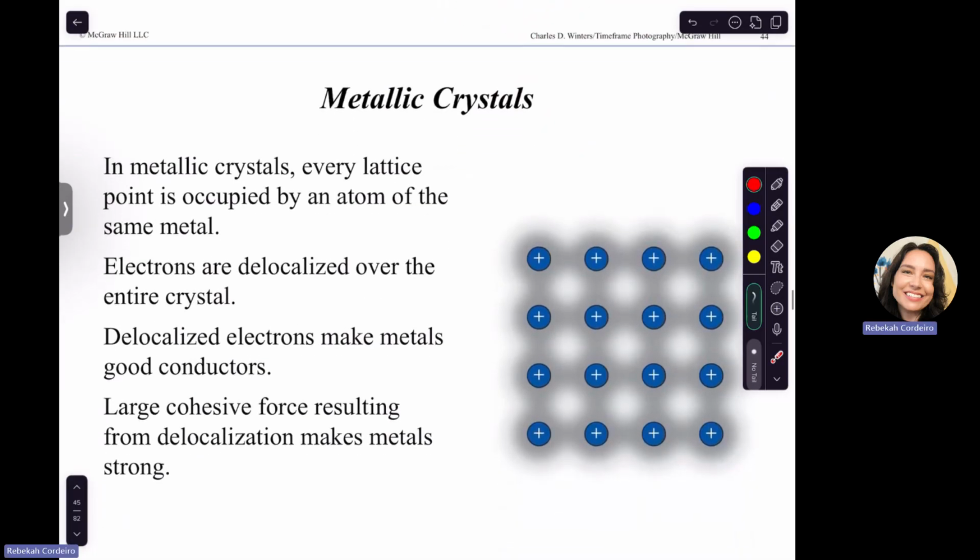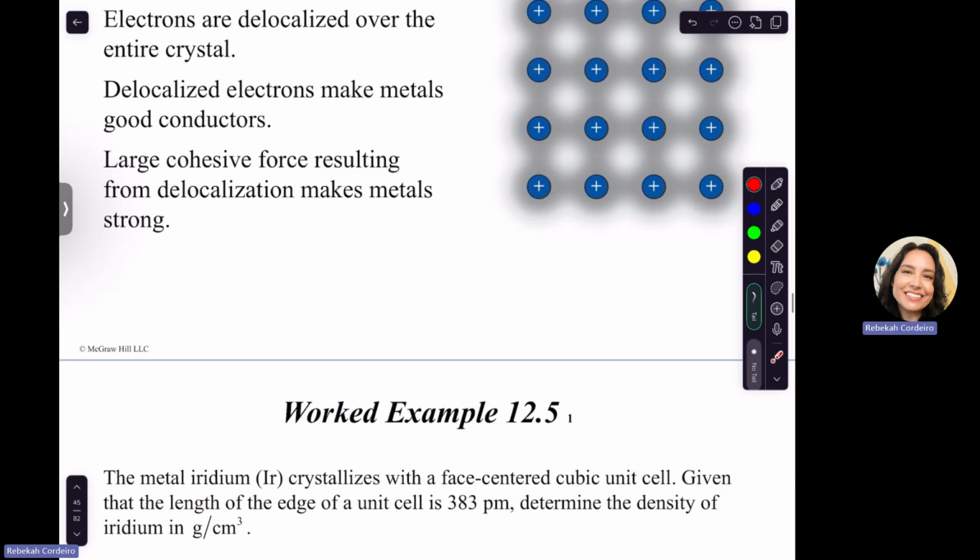Then you have metallic crystals, and in metallic crystals the electrons are just kind of delocalized all over. We call that a sea of electrons. But again, you're not going to really have to focus too much on that.